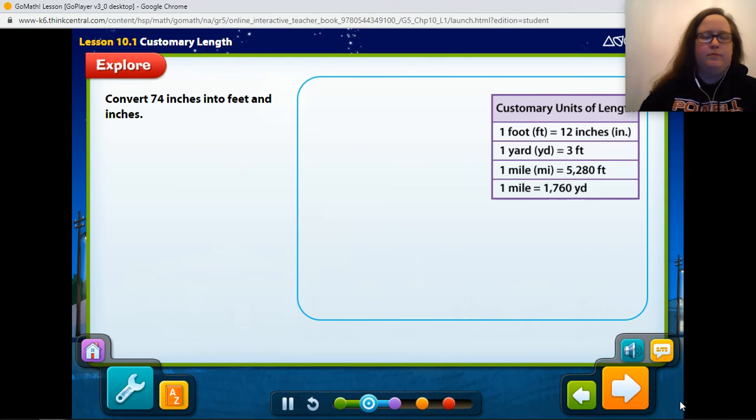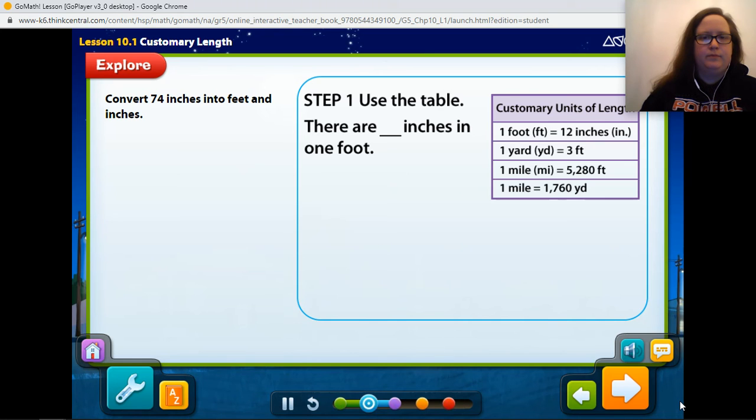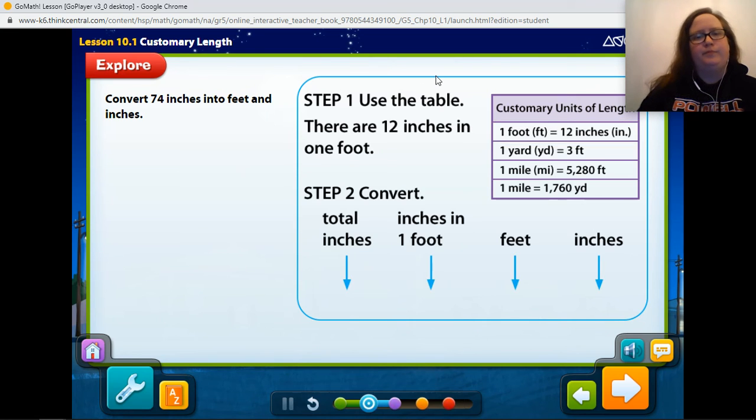Let's try a problem involving converting units to mixed measures. Sometimes when converting a smaller unit to a larger unit, you need to use mixed measures. This happens when the larger unit does not convert evenly into a smaller unit. To convert 74 inches into feet and inches, you need to know how many inches are in 1 foot. So if we look over here, 1 foot equals 12 inches. There are 12 inches in 1 foot. Now that you know how many inches are in 1 foot, you can begin the conversion.